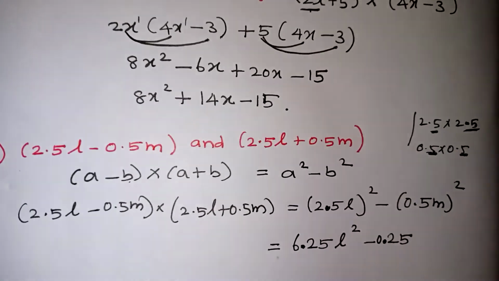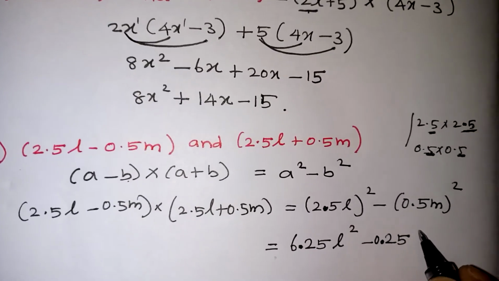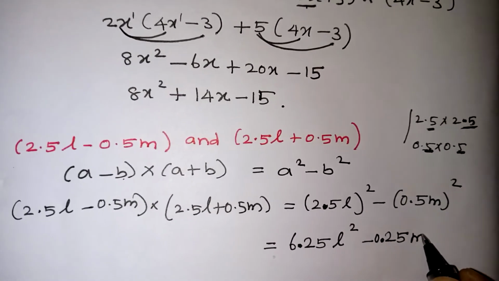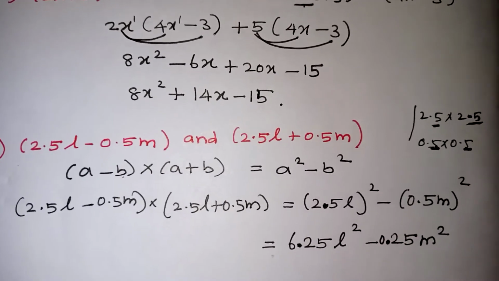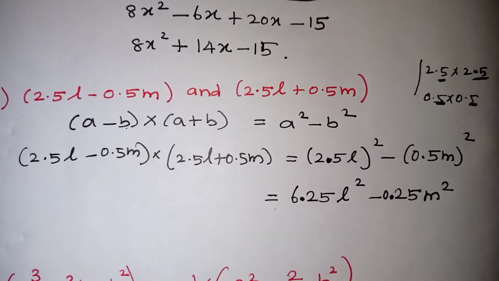Before the point no number is there, so you should write it with 0. 0.25, here m is there, so you should write it as m squared. That is your correct answer. We'll do one more problem for better understanding.